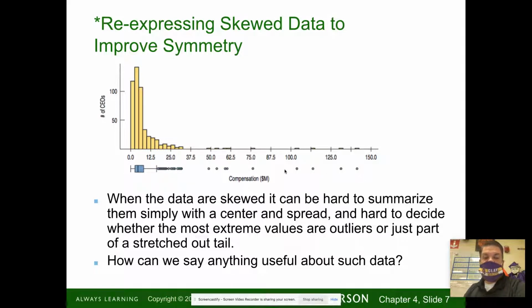That's pretty good. So when the data's skewed, it can be hard to summarize and figure out what the center of the spread is. It's hard to decide what the most extreme values are. And the values of the outliers are just part of the stretch of the tail. So you got this big long tail, right? And remember, we would say that this is right skewed because the tail is on the right side. Well, is there anything useful about this data? Well, yeah, of course there is.